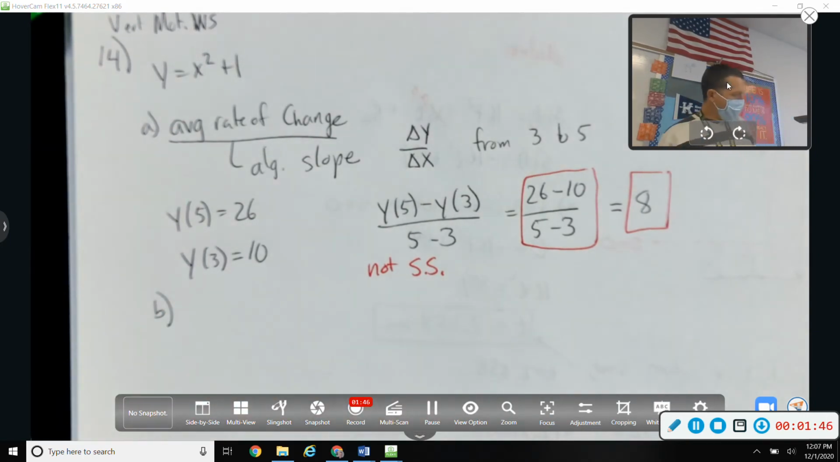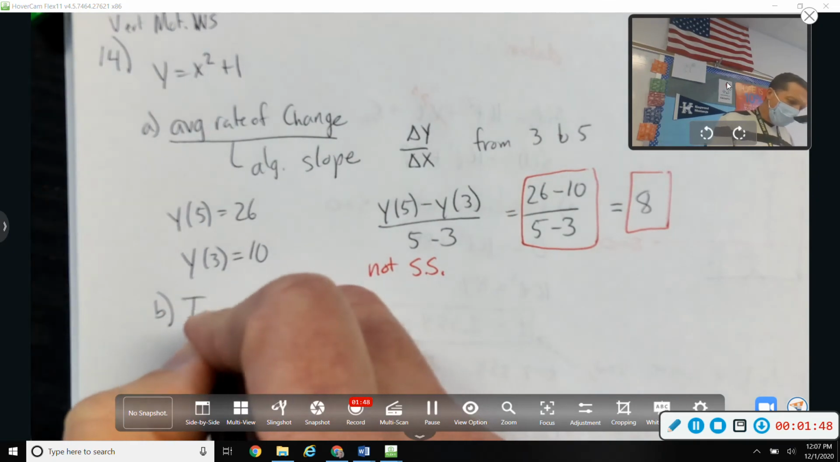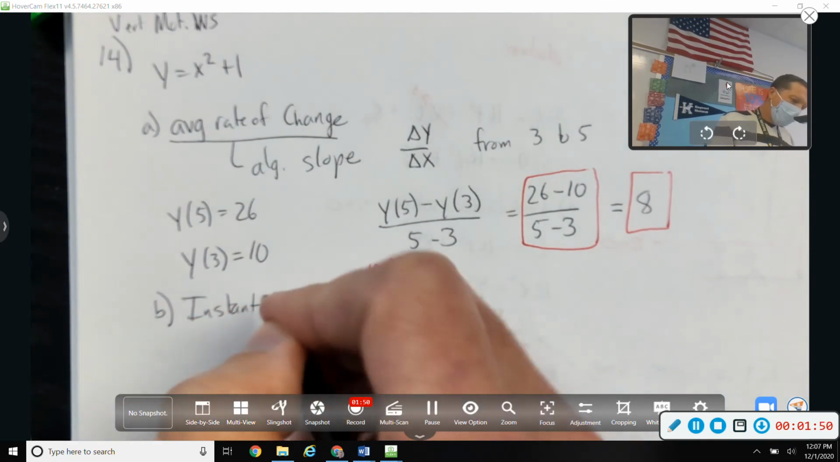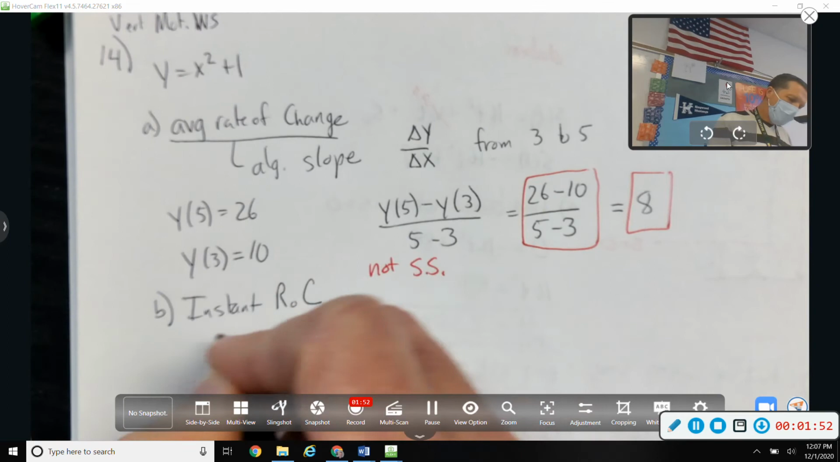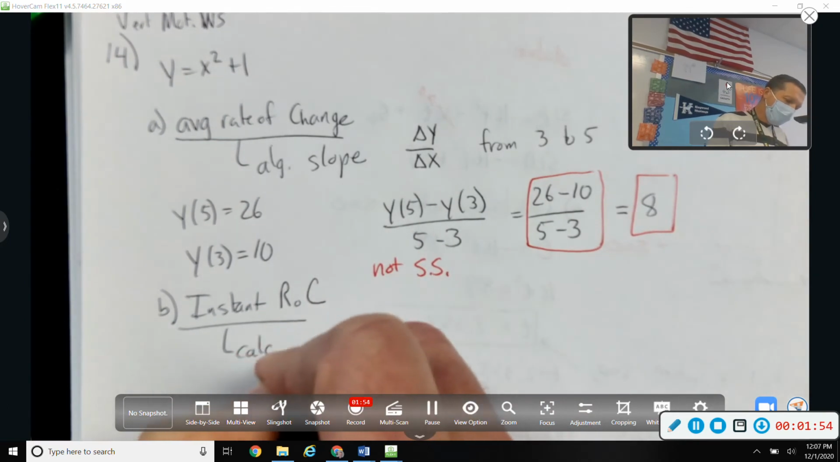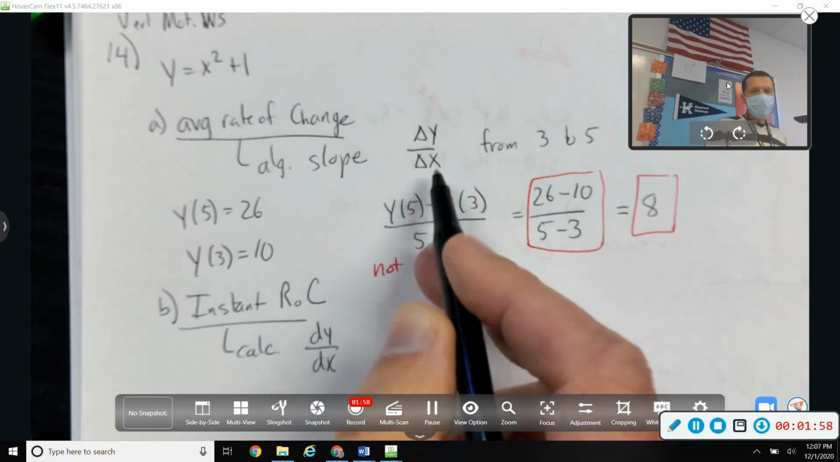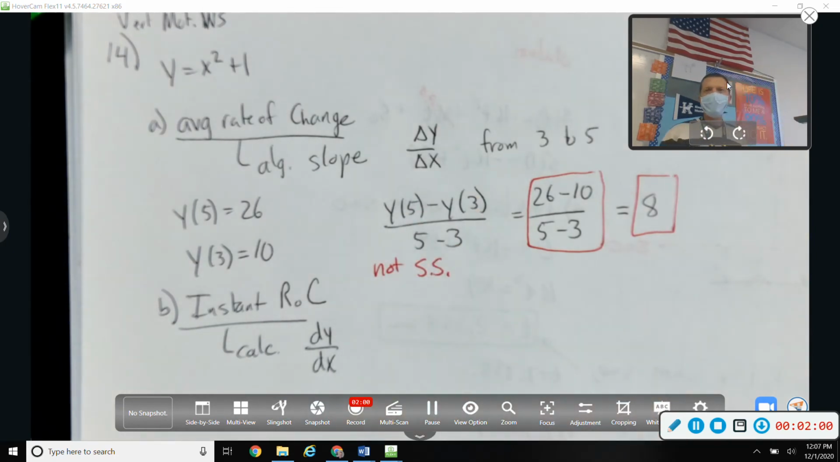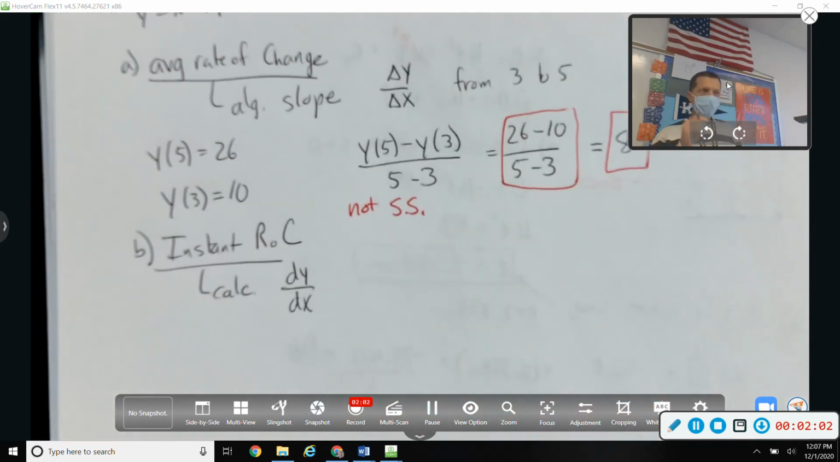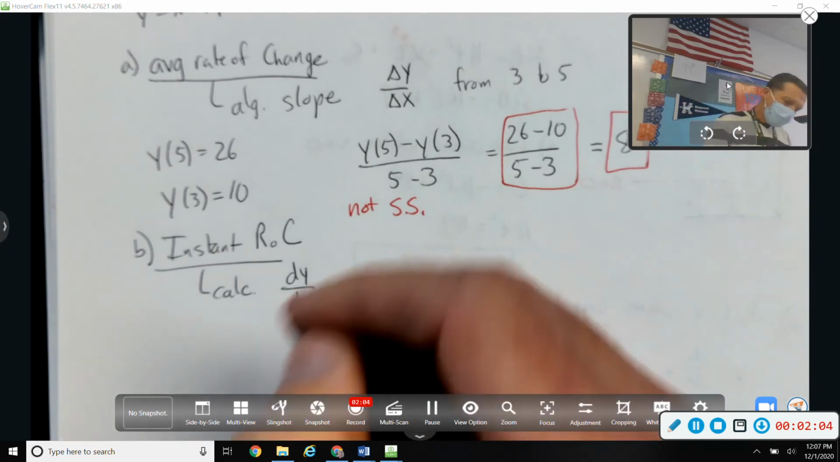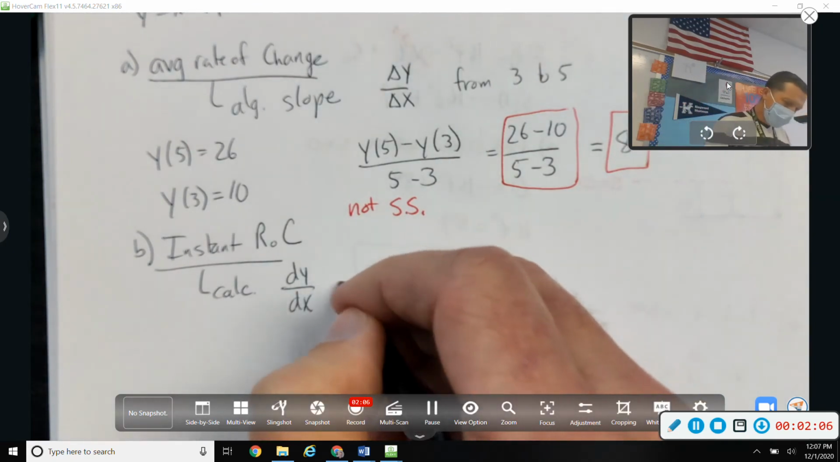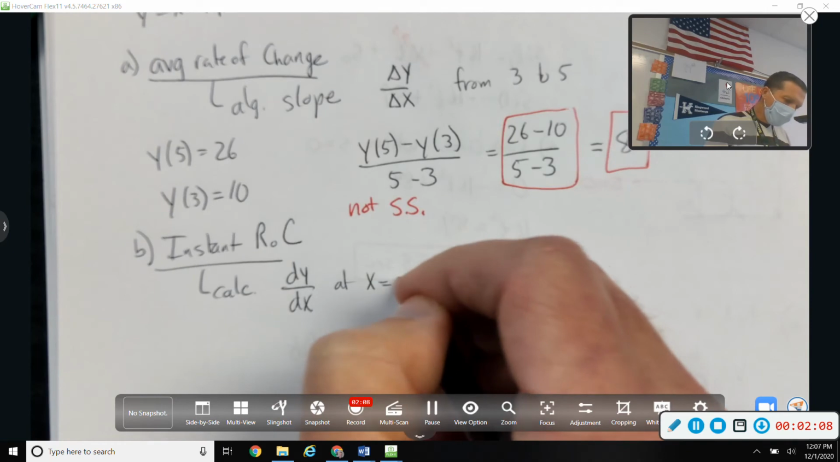Part B, find the instantaneous rate of change. So that's calculus slope. So that's dy/dx, not delta y over delta x, but dy/dx, the actual instantaneous slope at x equals -4.